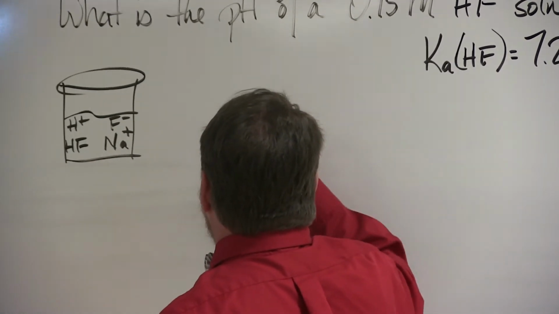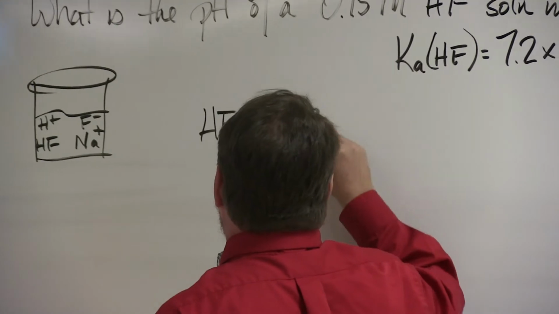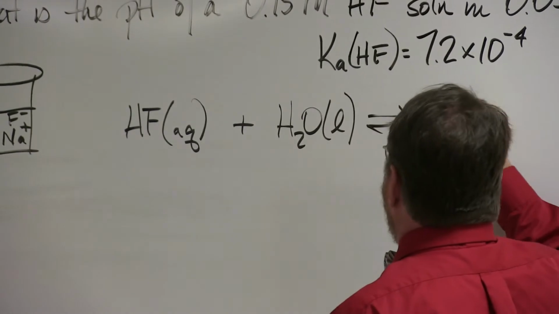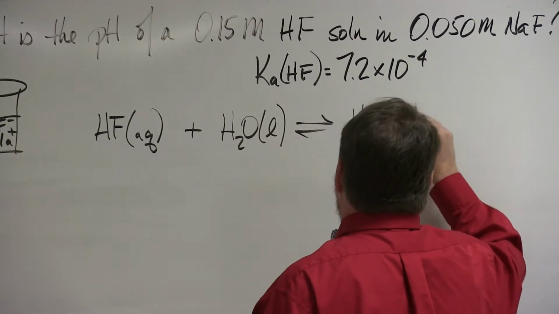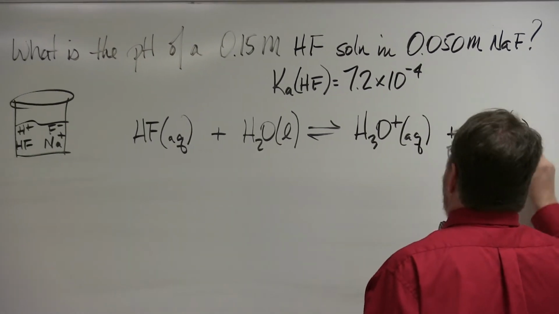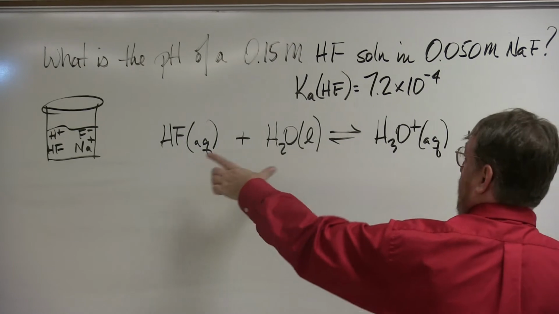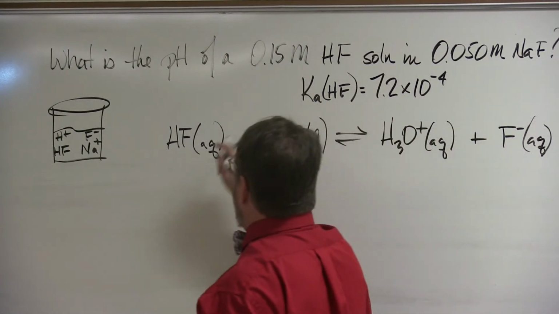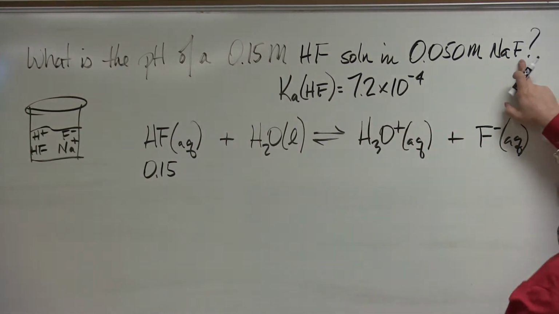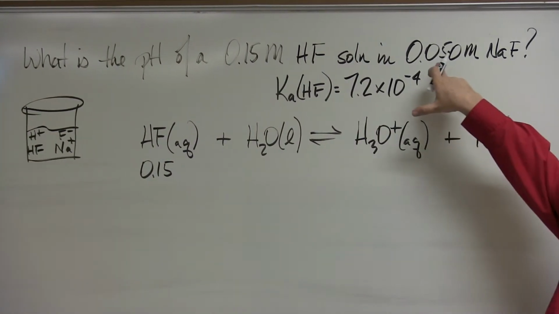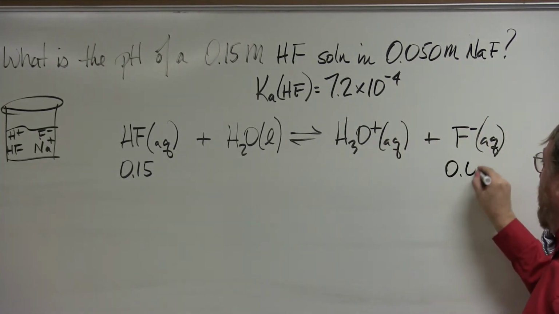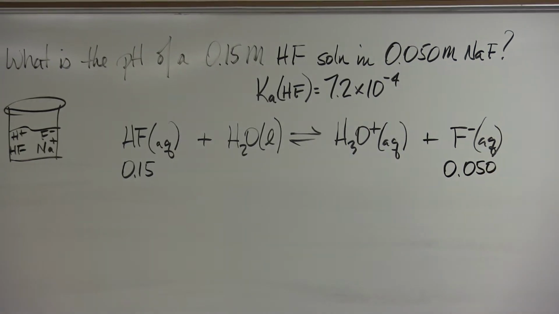So when I write my equilibrium expression, HF plus H2O goes to hydronium plus fluoride. I know the Ka for HF, and here's my association. I have 0.15 molar, but notice, sodium fluoride, I'm going to get 1 mole of fluoride per sodium fluoride, so if I have 0.050 molar sodium fluoride, I have 0.050 molar F-. That's going to be the difference.